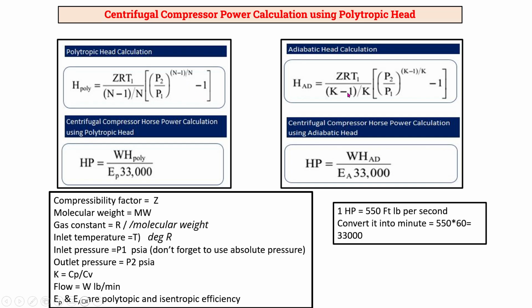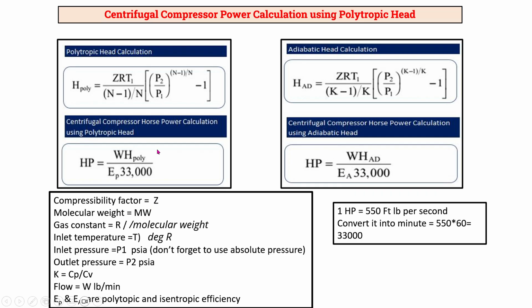And similarly for adiabatic head, in place of the polytropic index n, it will be the specific heat ratio k. The work done is equal to the brake horsepower. W is the flow in pounds per minute, and then the polytropic head divided by the efficiency Ep times 33000. For adiabatic, it is the flow times the adiabatic head by the adiabatic efficiency, that is the brake horsepower adiabatic, divided by 33000.